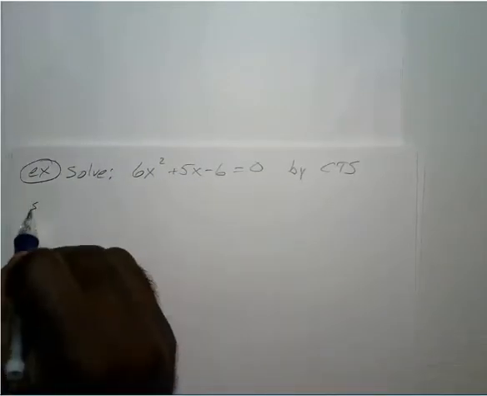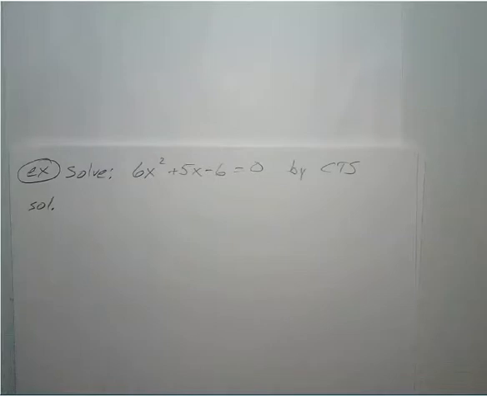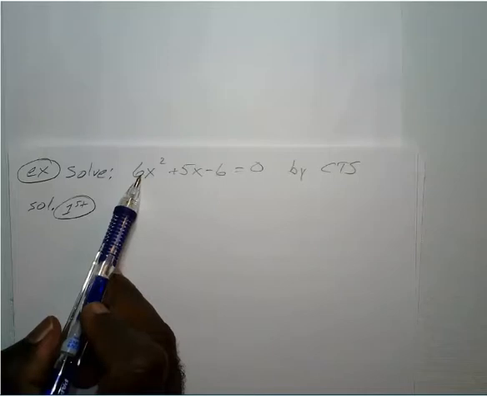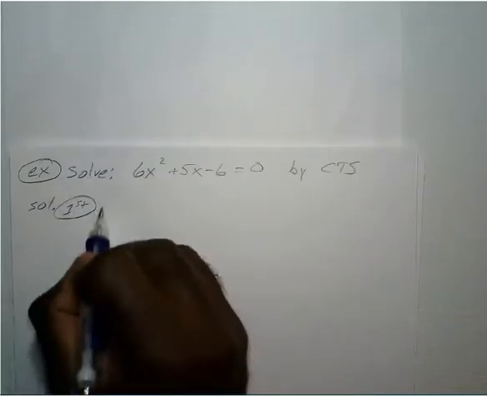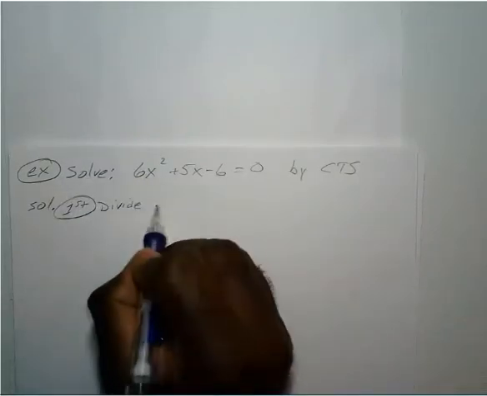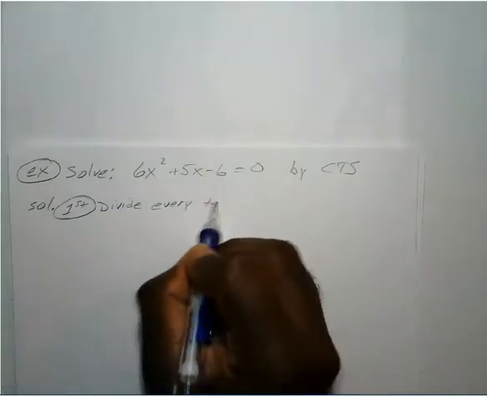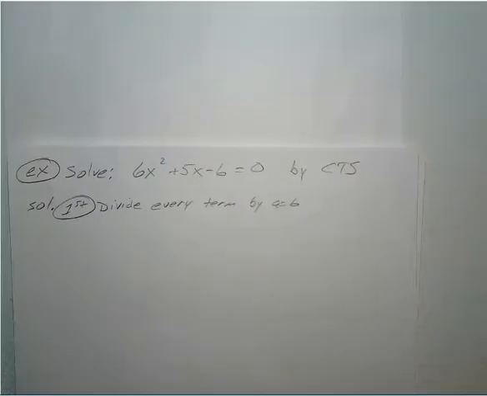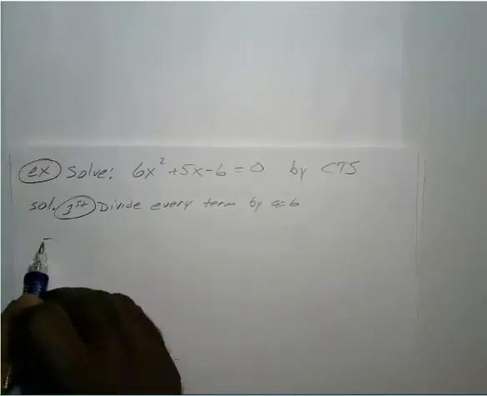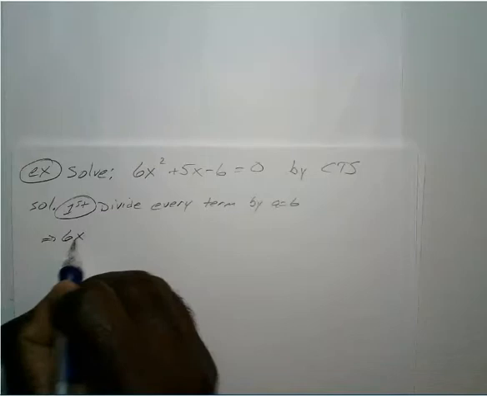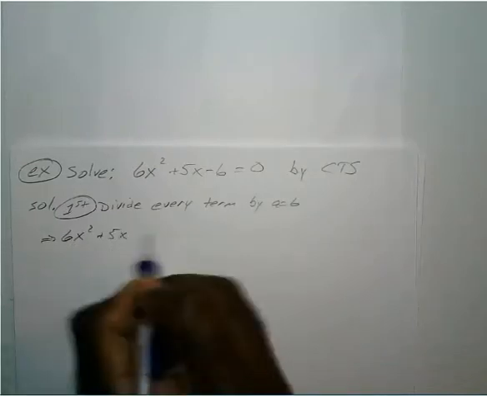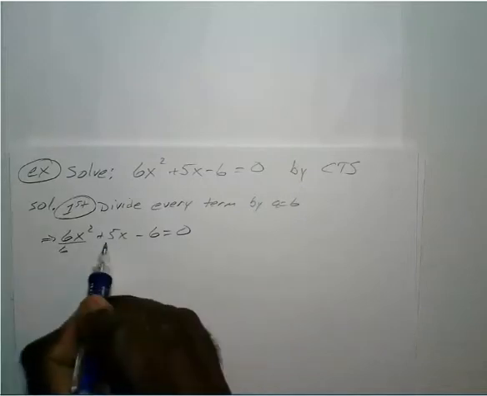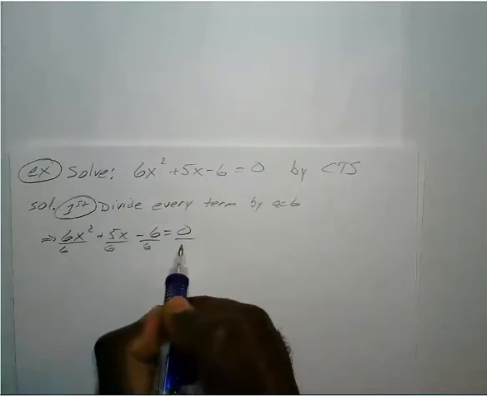All right. So your first step, since there's a value of 6 in front of that x squared, we're going to divide every term by a equals 6. So that means your 6x squared plus 5x minus 6 equals 0. We're dividing everything by 6.